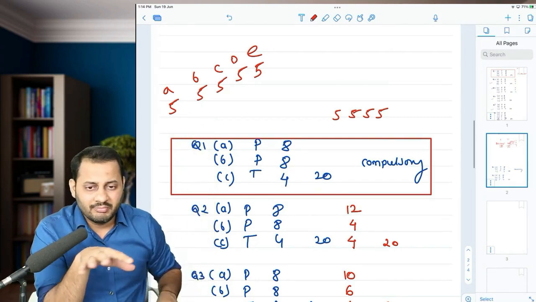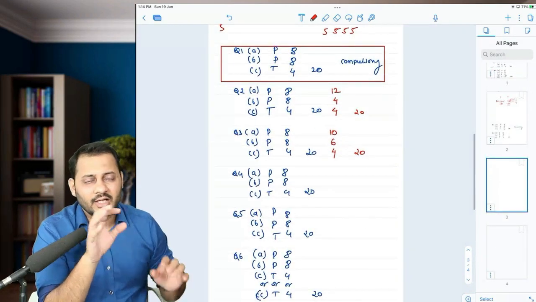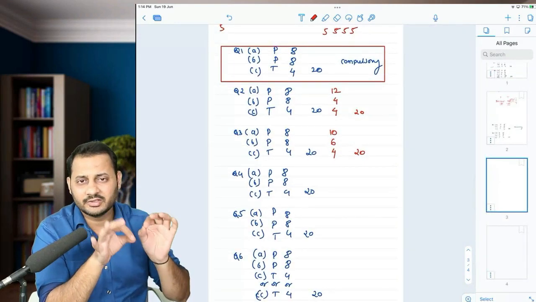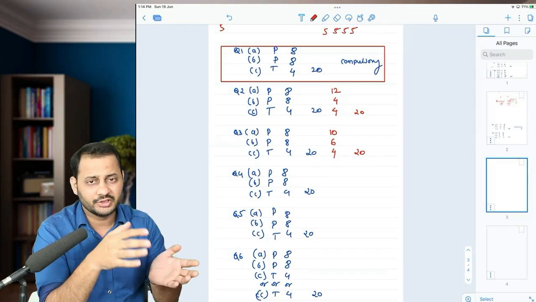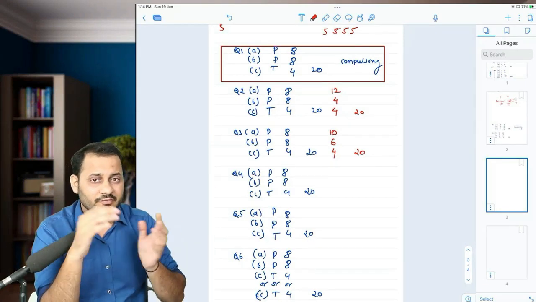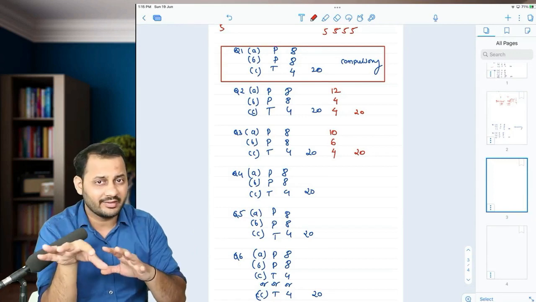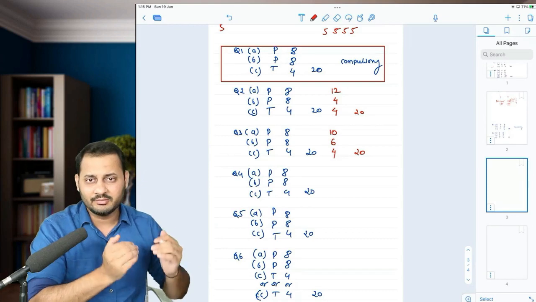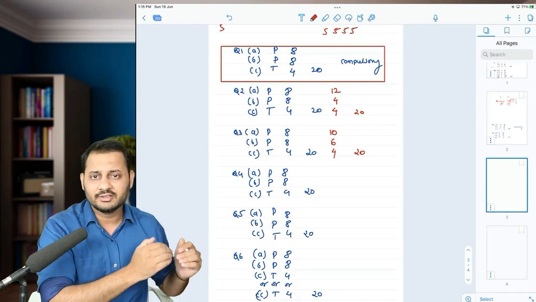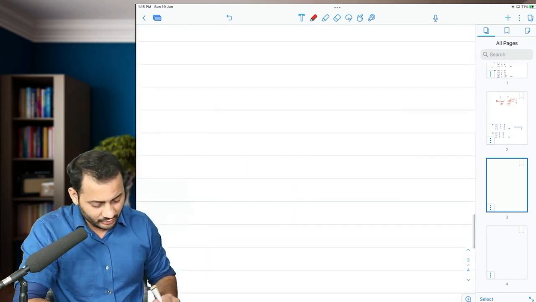So the marking system may change, but in totality you can say that 90% of the time this pattern will be followed. There will be 6 questions. Every question will have 3 sub questions. The first 2 sub questions will be practical and the last one will be theory. So practical constitutes 16 marks in every question and theory constitutes 4 marks. You have to only solve 5 questions, right?